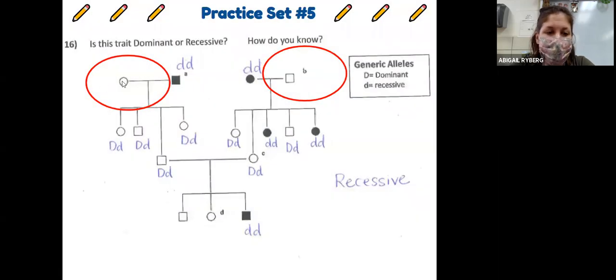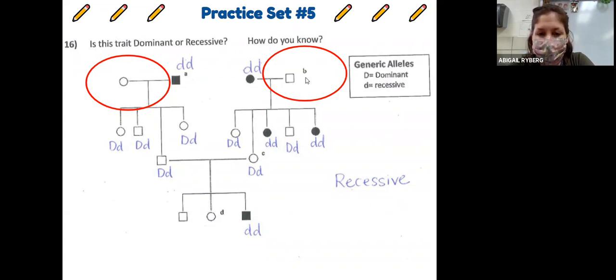If we go up to the top here to these parents, this mom could be big D, or she could be big D, little d. So we actually don't know. Again, she'd have to have more babies in order to know for sure. So she'll be big D, or big D, little d.